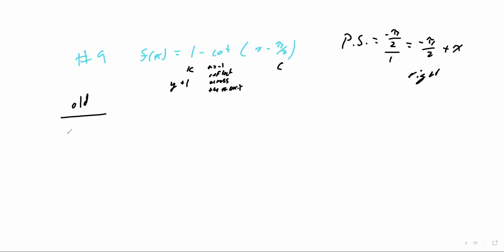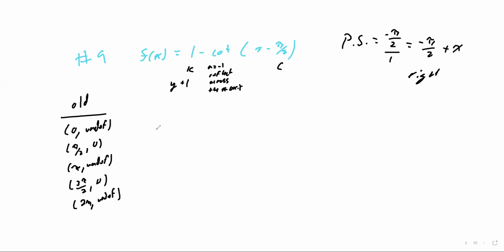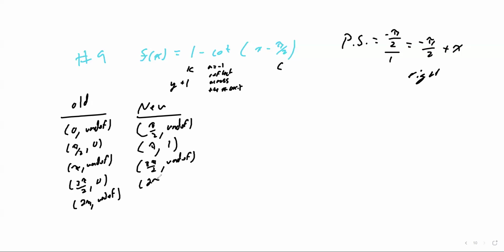So old cotangent would give me 0 undefined, pi halves comma 0, pi comma undefined, 3 pi halves comma 0, and 2 pi undefined. So then my new points: for my x value, the only thing I have to do is add pi halves. So this is pi halves, undefined. Pi halves plus pi halves is now pi, and I need to add 1 to my value, so that's 1. This will now be 3 pi halves, comma, undefined. And this will now be 2 pi, comma, 1.